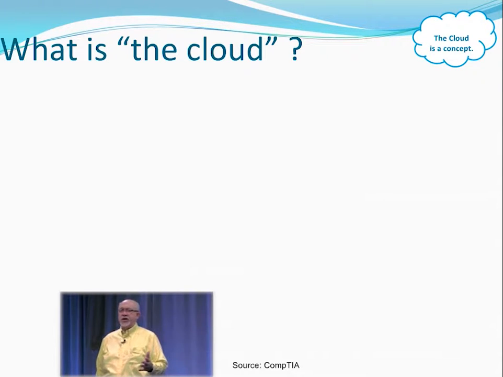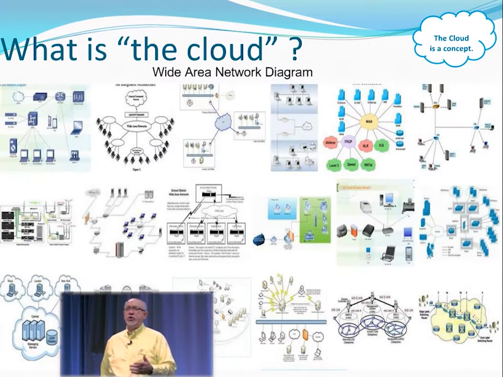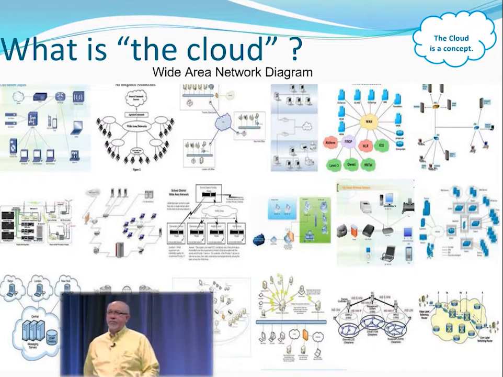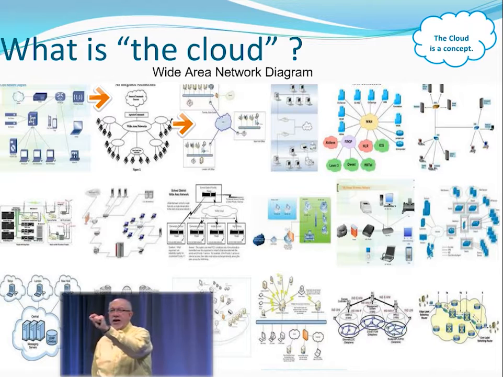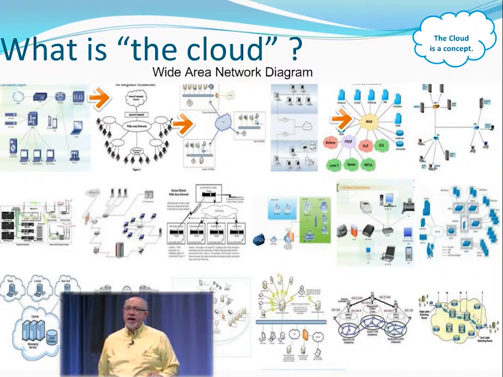So what is the cloud? How did the cloud get a name like cloud? I did a search of Google Images for wide area network diagram, and this is what came up. If you look at each one of these wide area network diagrams, you'll see a bunch of little icons, and in every single one of them, there's a little cloud. See it? There's a cloud, a cloud, a cloud. Almost all of them have a cloud involved.